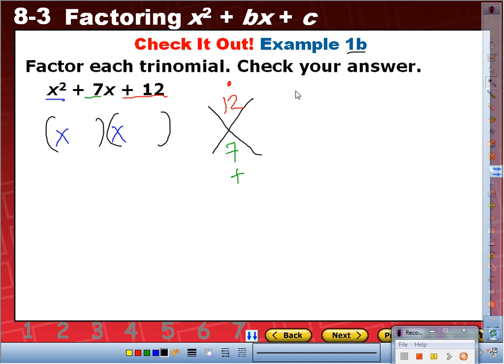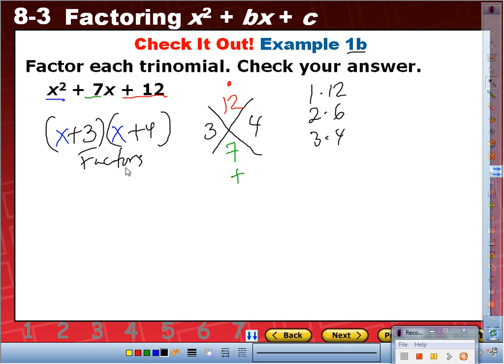I'm going to list the factors so you guys can see them. 1 times 12, 2 times 6, 3 times 4, and that's it. Which one of these multiplies to give me 12 and adds to 7? 3 times 4, and the order doesn't matter, right? So therefore, x plus 3, x plus 4, and these are my factors. Once again, why are they called factors? Because it's this multiplying this. They're multiplying. Okay? All right?